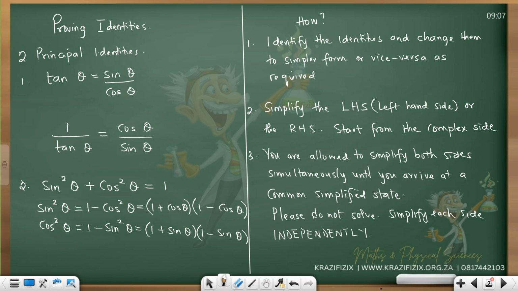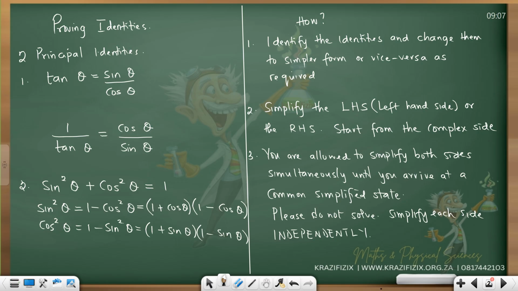You are allowed to simplify both sides simultaneously, which means at the same time, until you arrive at a common simplified state. Please do not solve. Don't tell me you are moving something from the left-hand side to the right-hand side. Don't tell me we are cross-multiplying. That is not allowed. We are not solving. So simplify each side independently. Work on the left side till you get to a point. Work on the right-hand side until you get to the same point as the left-hand side. And we can stop there.